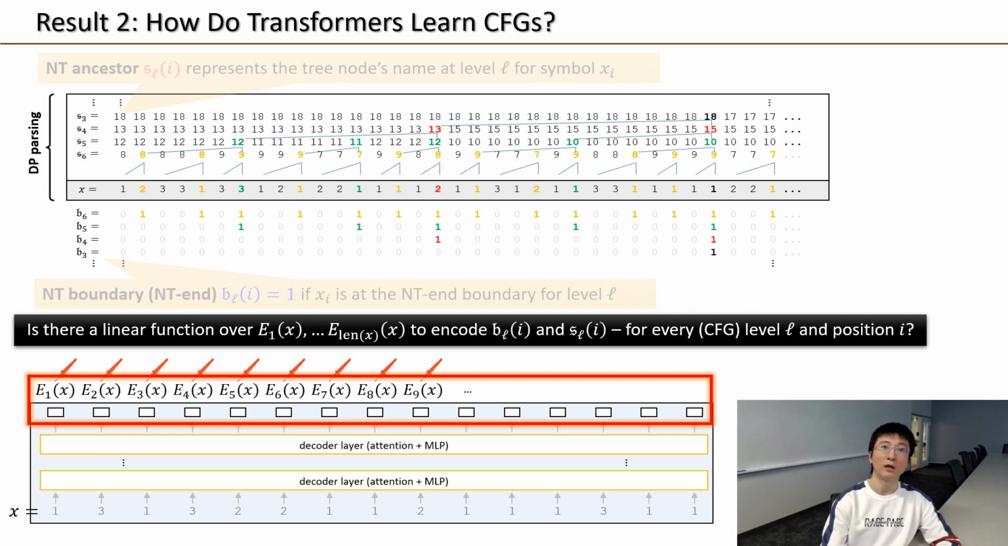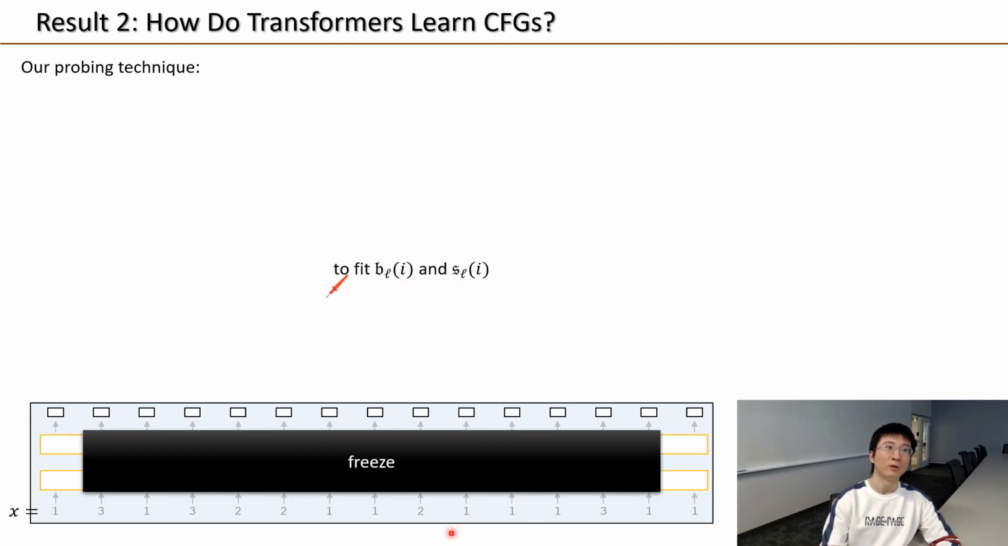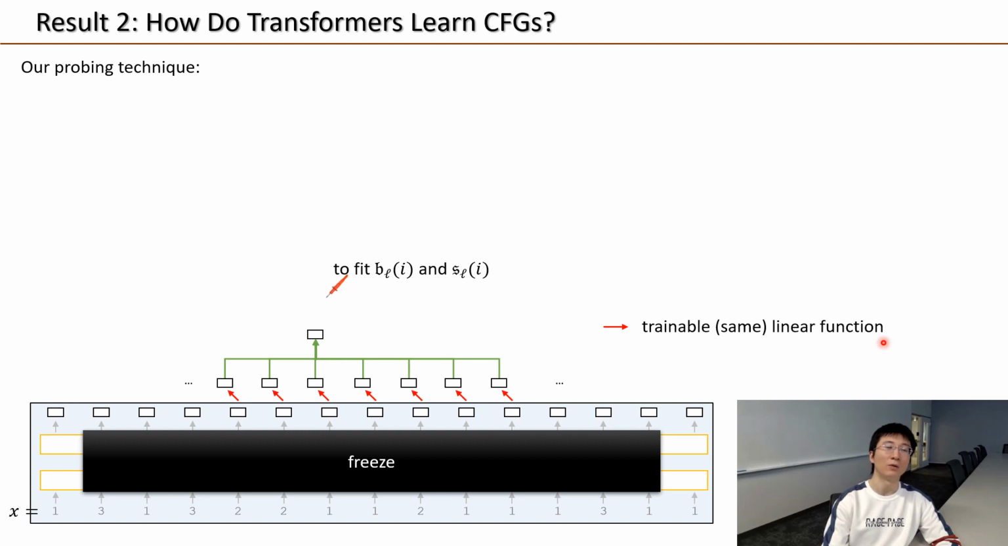Okay, and how do we do this linear probing? We do it as follows. This is our probing technique. Suppose our goal right now is to fit BL and SL for a particular position i. Then we first freeze the pre-trained network, so we don't change it. We only do probing. Here is how we do probing: we apply a trainable linear function to the output of every token position of the transformer. This is the same trainable linear function of 768 dimensions. And then we apply a weighted sum to combine them to fit the BLs and the SLs.